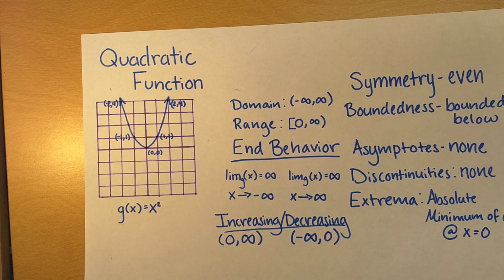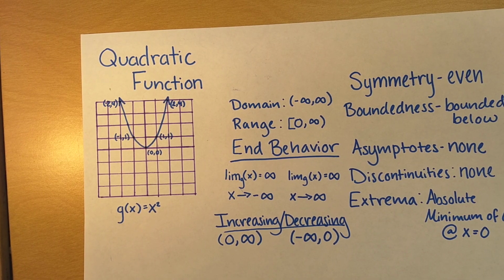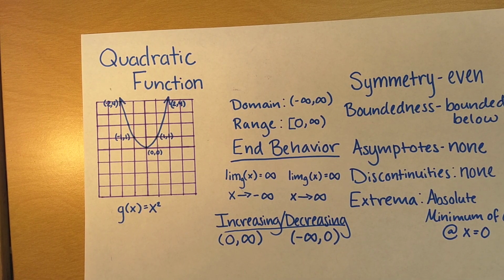There are no discontinuities in this function. There are two extremas, a local minimum of 0 at x equals 0, which is also the absolute minimum. There are no local or absolute maximums because the graph continues upwards indefinitely. The graph is decreasing from negative infinity to 0, and then increasing from 0 to infinity. This function is bounded below, not above, and there are also no asymptotes because there's no gaps within the graph. The symmetry is even.